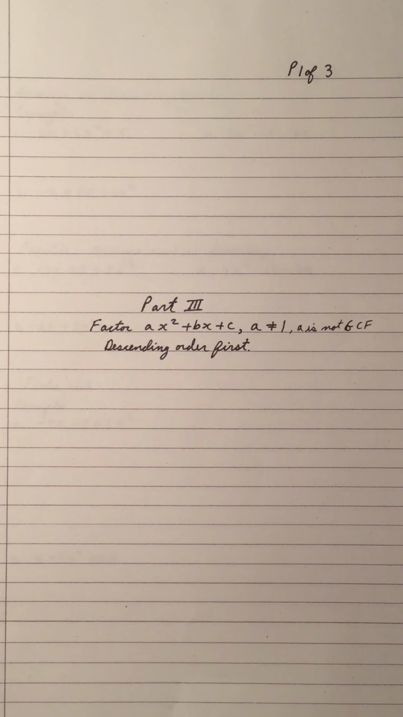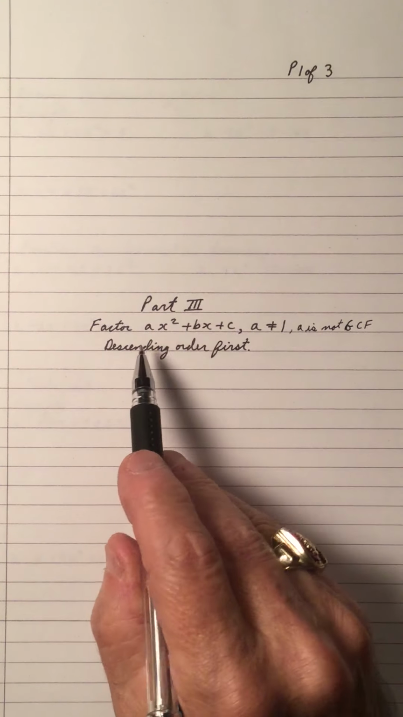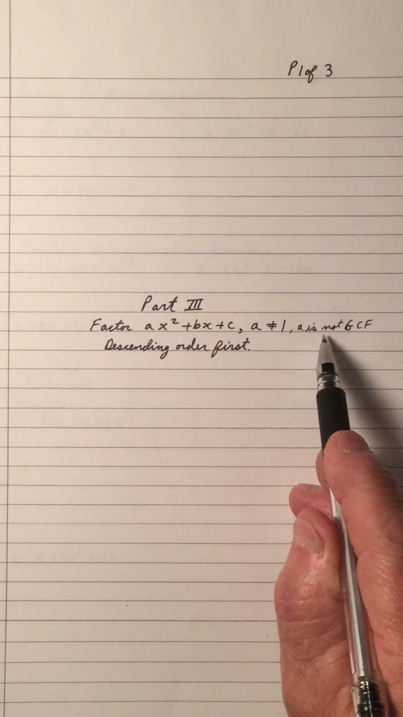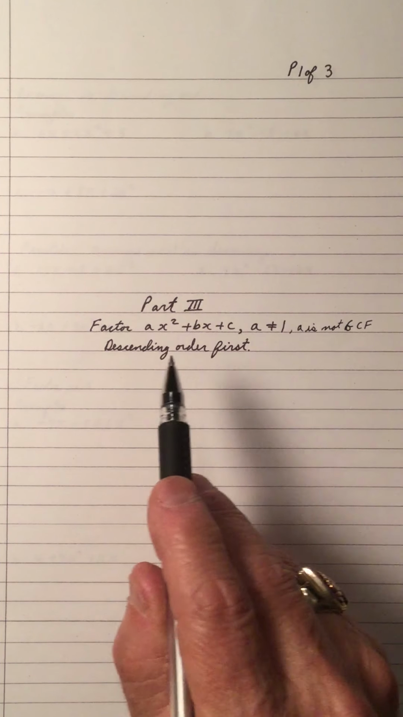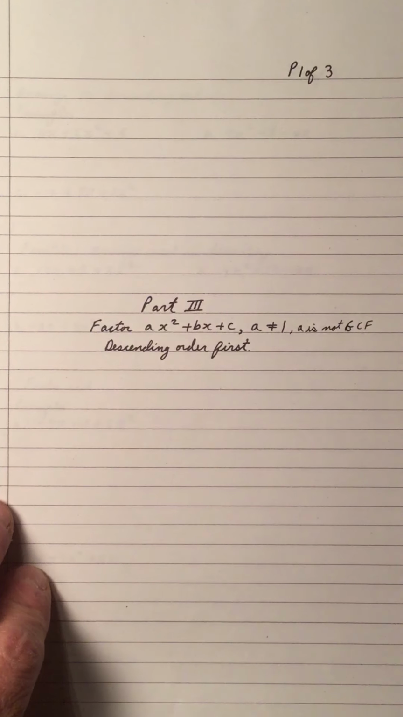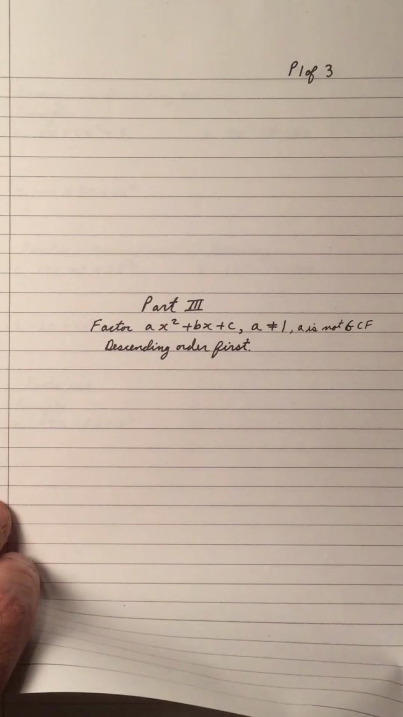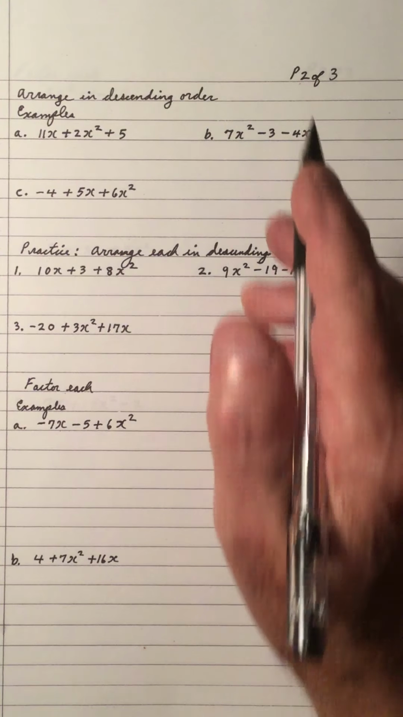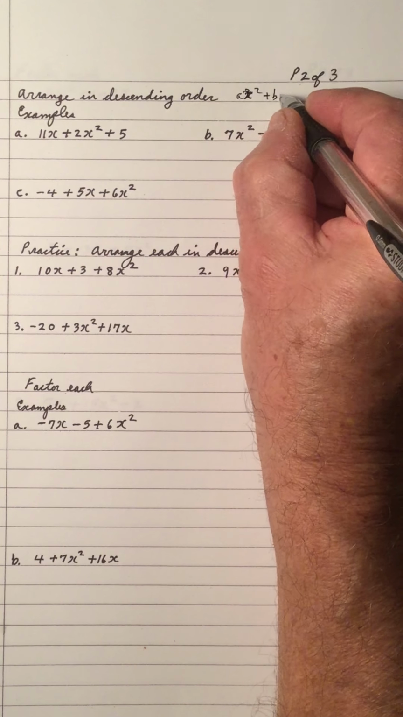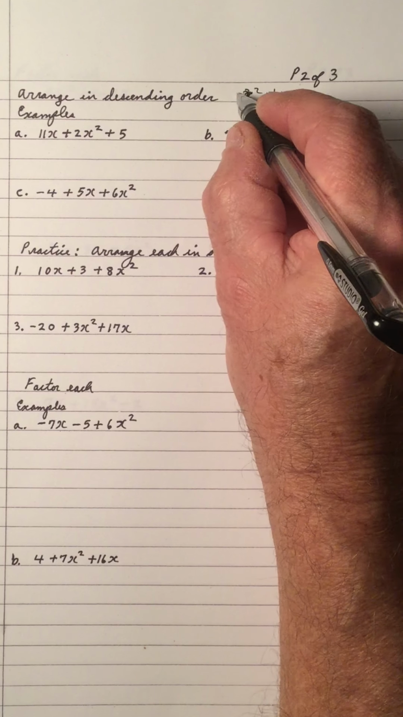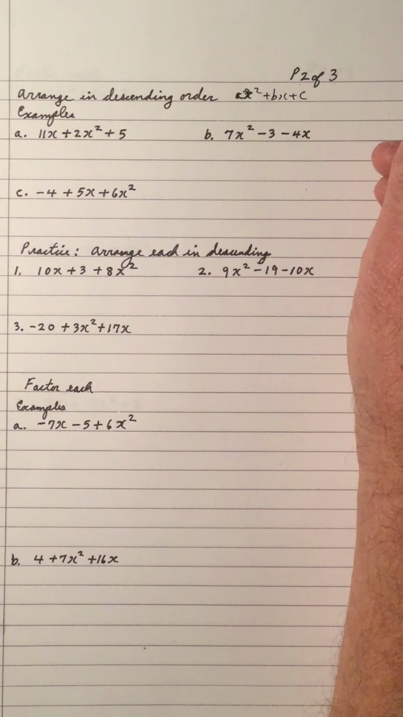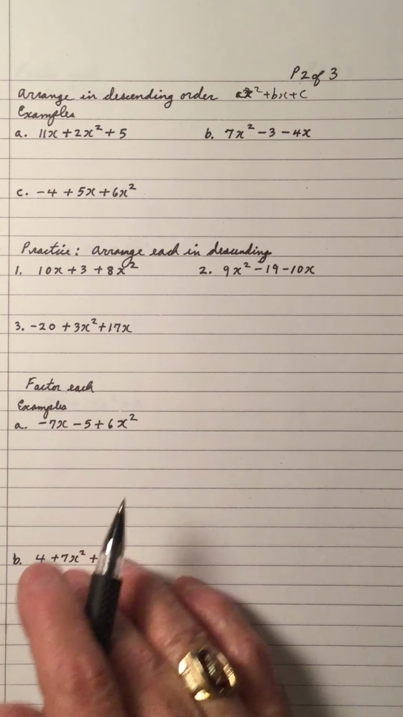Hi, welcome to my video on part 3 on factoring ax squared plus bx plus c, where a is not 1 and a is not a GCF. But this time we're going to arrange in descending order. And that's important because you cannot factor if the terms are out of order. The trinomial has to be x squared, x, and a constant in that order in order to factor it. So let's do a little bit of practice in descending order.